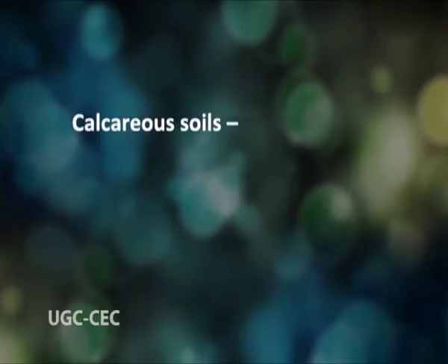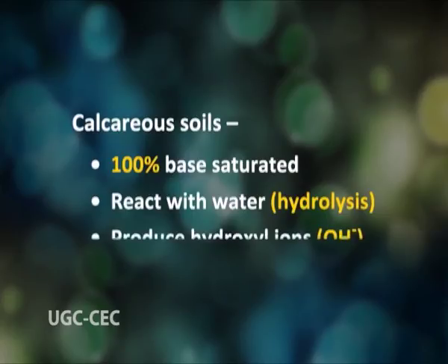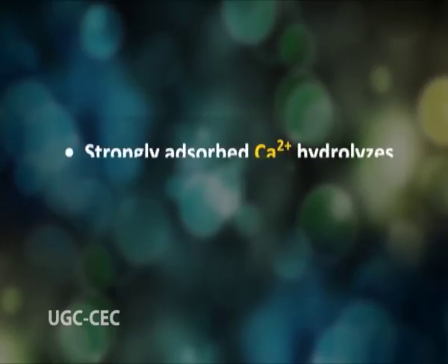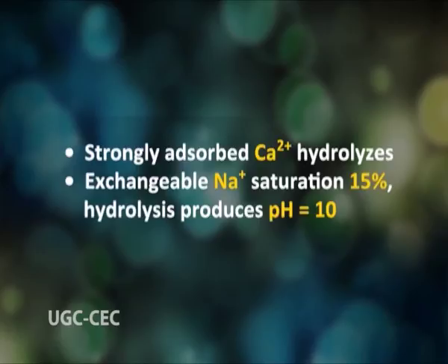Calcareous soils are 100% base saturated. These exchangeable bases also react with water and by hydrolysis produce hydroxyl ions. The strongly adsorbed calcium that tends to dominate the exchange surfaces hydrolyzes very little and is not very important. When exchangeable sodium saturation is 15% or more, there is sufficient hydrolysis to produce a pH as high as 10.